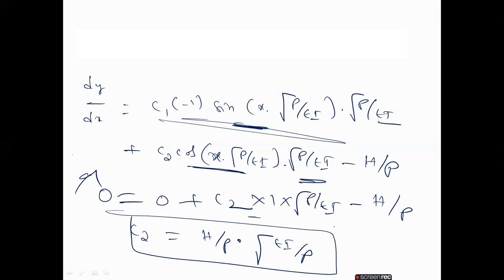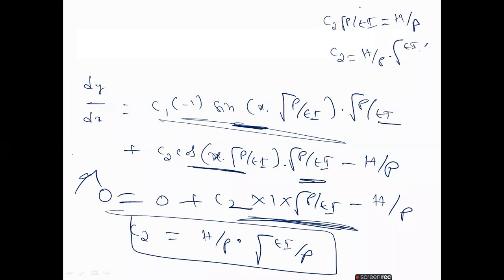So I will write again here. C2 into square root of p by ei equal to, we got, h by p. Then C2 equal to h by p into square root of ei by p. Same like that, if you send to the right side, the numerator and denominator will be changed. So now finally we got C1 equal to minus h by p, and also the C2 value is h by p into square root of ei by p. So these are the constants we got.